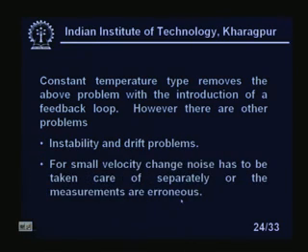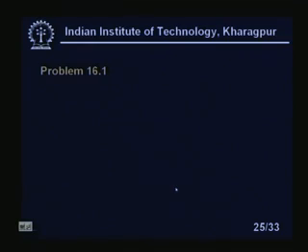Instability and drift problems, and for small velocity change, noise has to be taken care of separately, or the measurements are erroneous. That also you have to think of. Now let us solve a few problems on the flow meter.